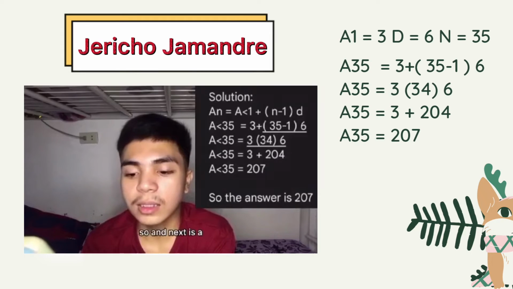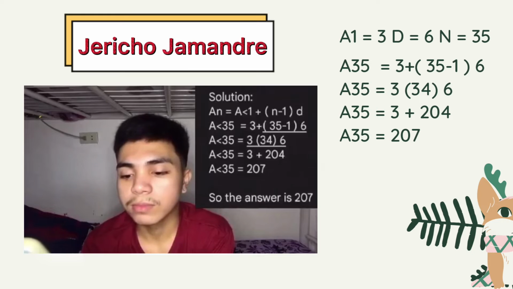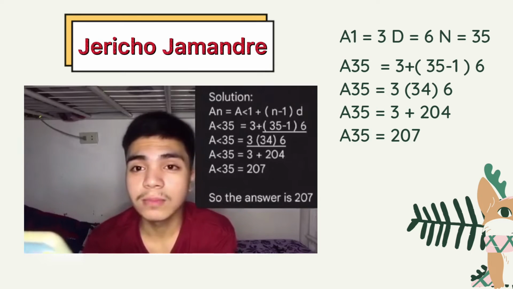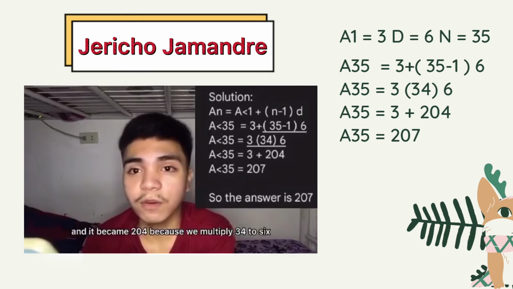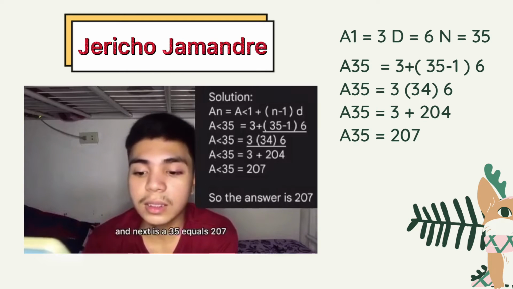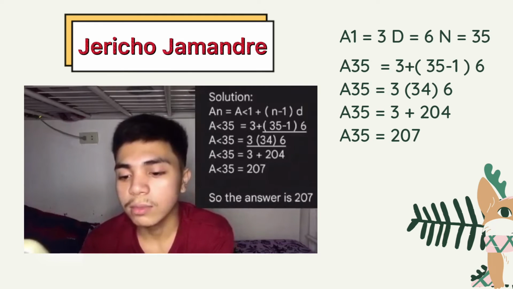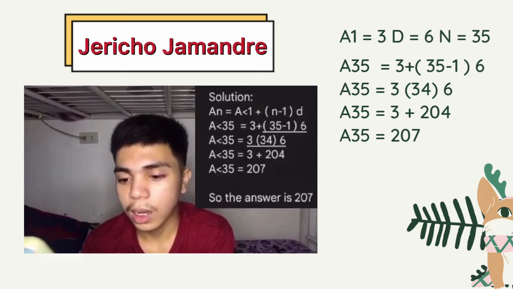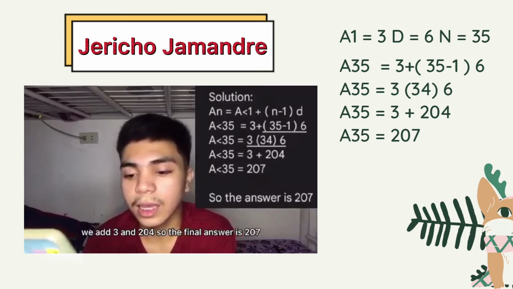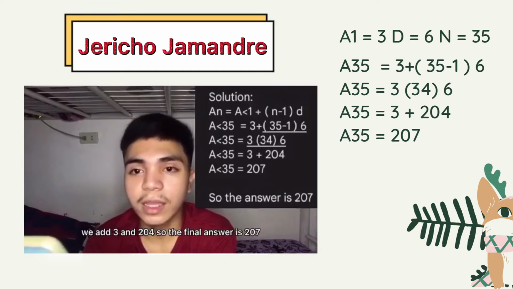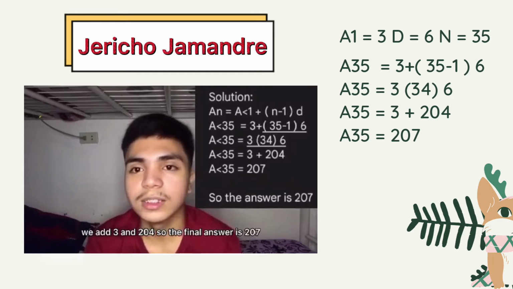And next is A34, and it became 204 because we multiplied 34 by 6. And next is A35 equals 207, and it became 207 because we add 3 and 204. So the final answer is 207.